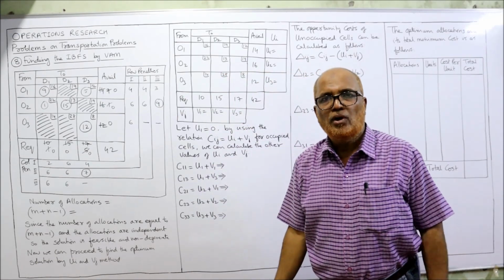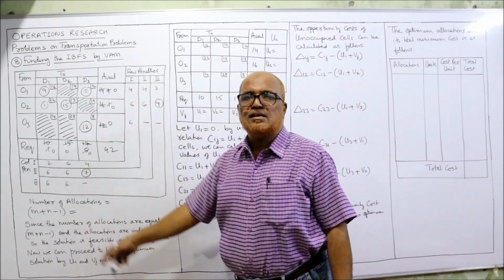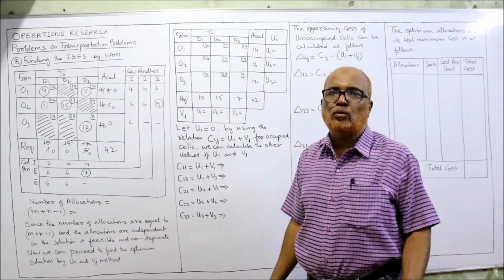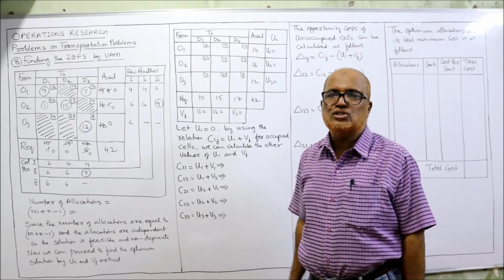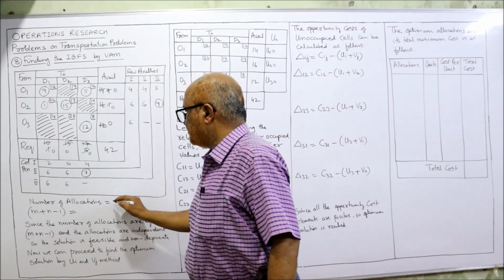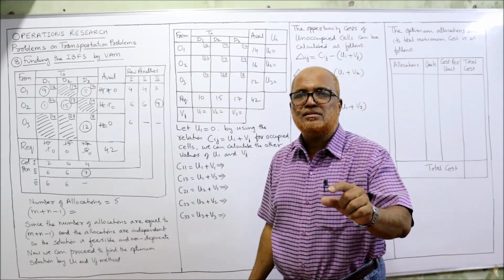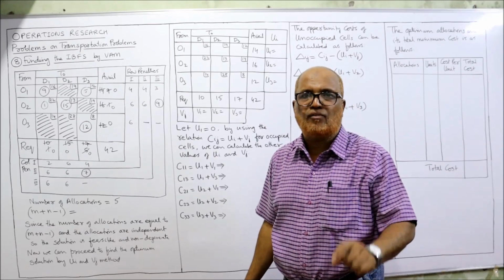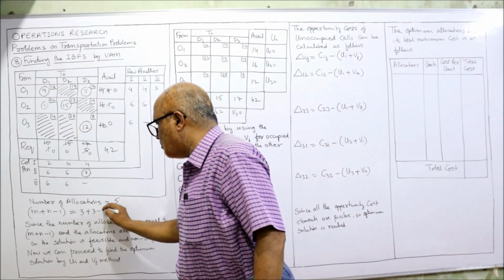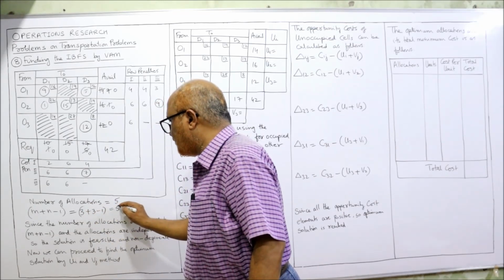That's all. All the allocations are completed. You can see either the cells are occupied or the cells are blocked. There is no left out cells. That means we have reached the solution. Number of allocations are 1, 2, 3, 4, 5. And m plus n minus 1. M means number of rows. N means number of columns. So we have 3 rows and 3 columns minus 1. So 3 plus 3, 6. 6 minus 1 is equal to 5.